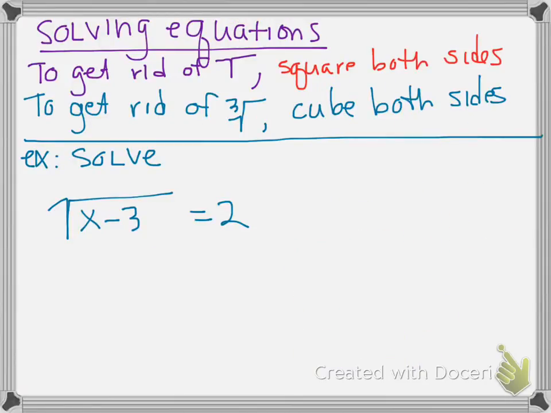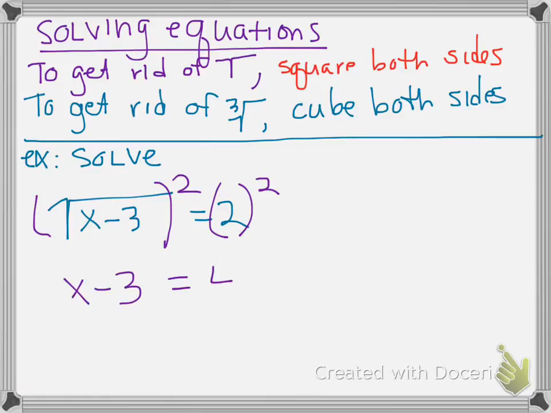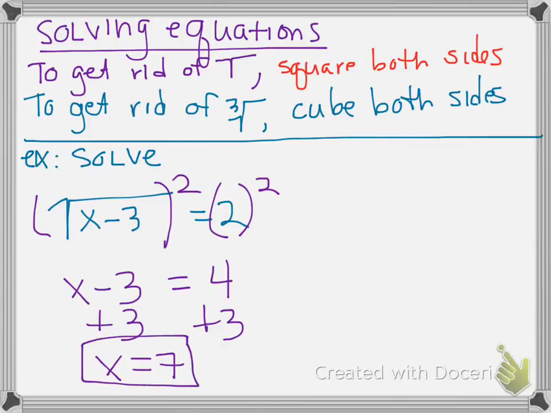Okay, so when you're solving equations and they have a square root in it, the way you get rid of that is to square both sides. And the way to get rid of a cubed root is to cube both sides, and so on. So you look at your problem. Here I'm trying to solve for x. So I'm going to have to square this side to get rid of the radical. And if I square that side, I have to square the other side. So what's left over here is x minus 3. And what I get over here is 4. I add the 3, add the 3. And my answer is just x equals 7. So that's pretty basic and easy.